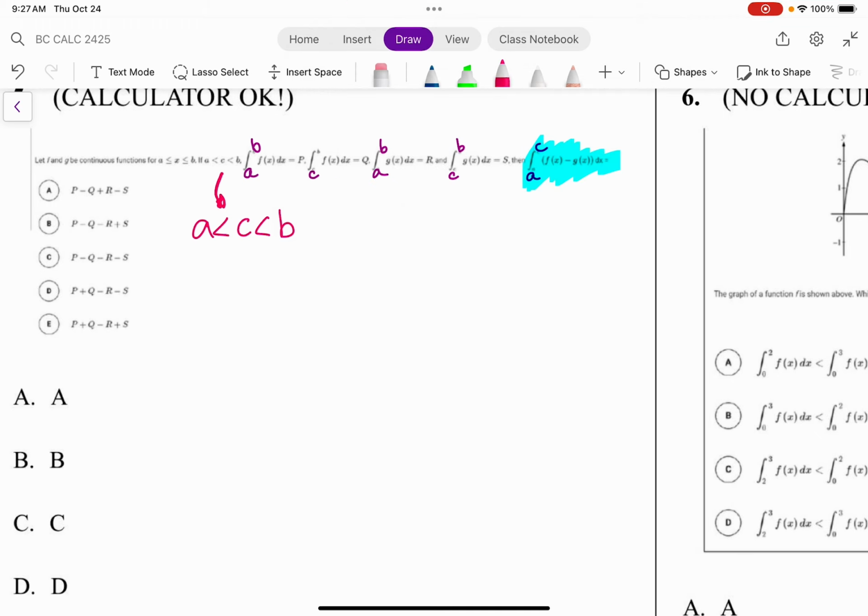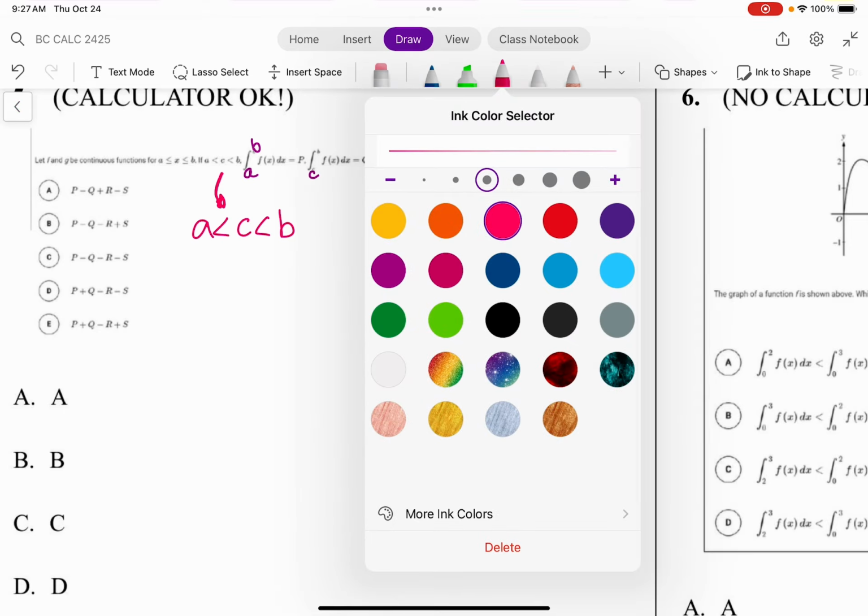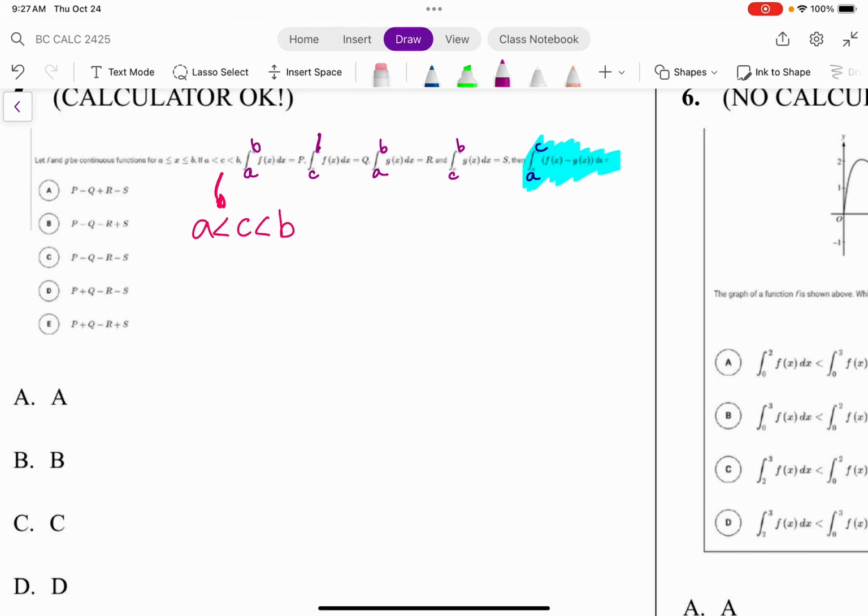You have the integral from a to b of f equaling p. The integral from c to b of f is q, etc. Info about f and g with those numbers a, b, and c. We have to find the integral from a to c of f minus g.